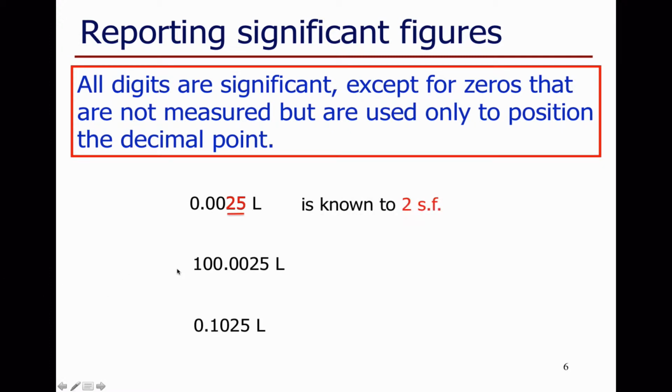But this next one, we know that the 1 is significant, we know that the 5 has been measured, but we don't know anything beyond the 5. So all the way across, 1, 2, 3, 4, 5, 6, 7, all of those numbers are significant, and this one's known to 7 significant figures. And in this last example, the zero is only there to position the decimal place. So we've got 1, 2, 3, 4 significant figures.